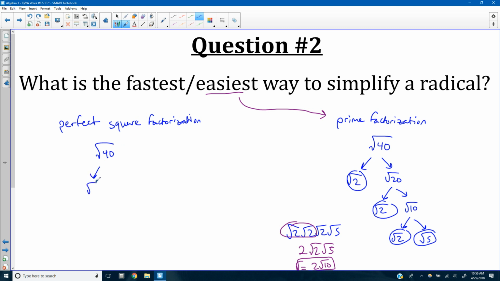So instead, I say root 4 times root 10, and the square root of 4 is 2, and I get 2 root 10. And 10, I know, doesn't have any perfect square factors in it. I can't divide it by 4 or 9 or 16 or 25. So that's my result. See, here, even when I got to root 10, if I'm just playing the prime factorization game, I got to split these up.